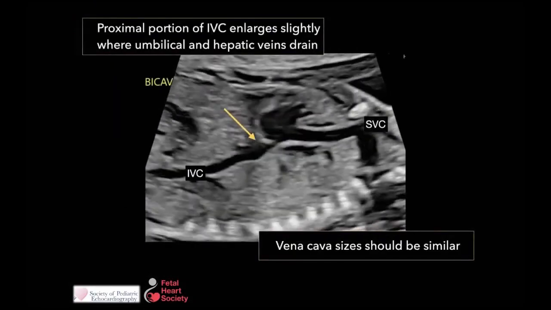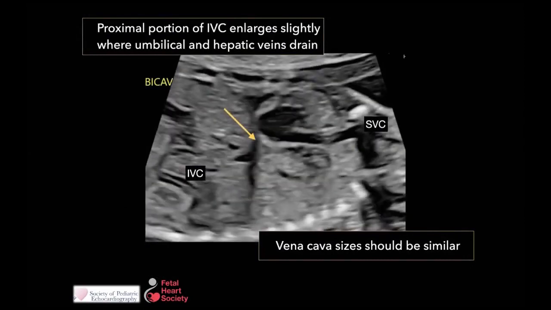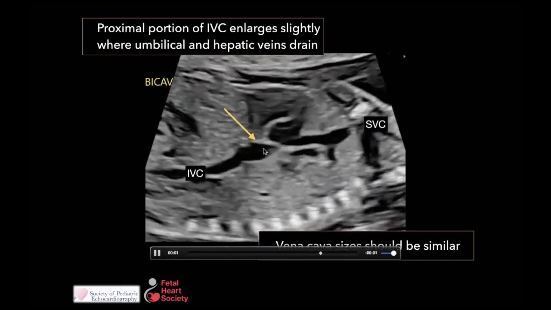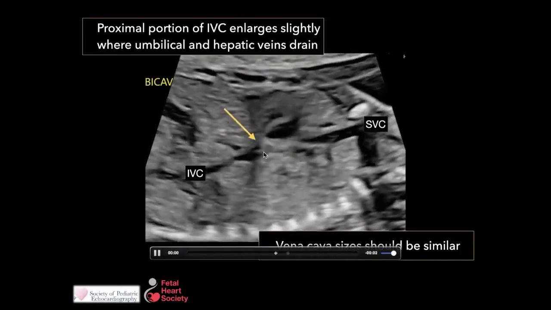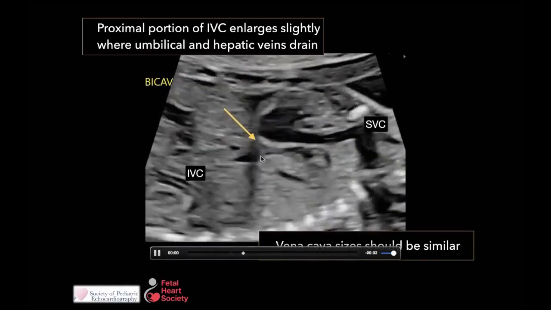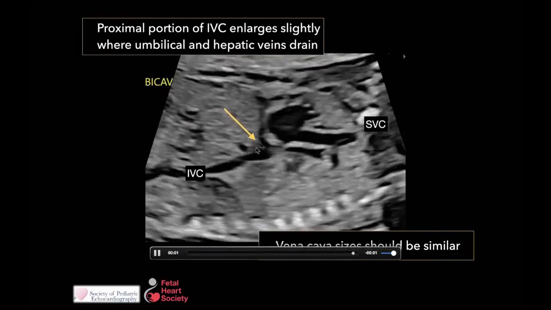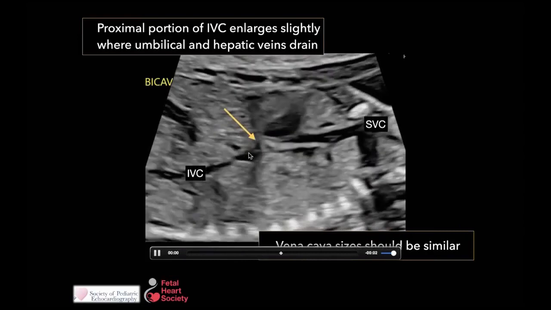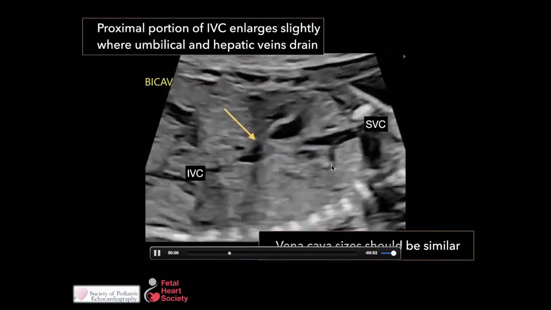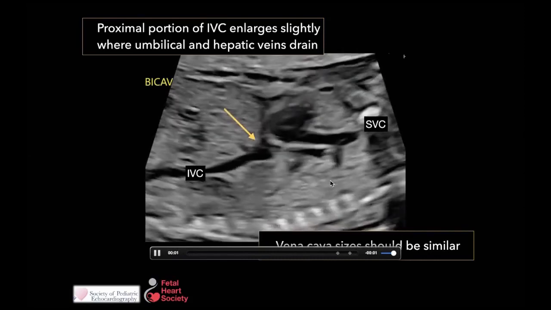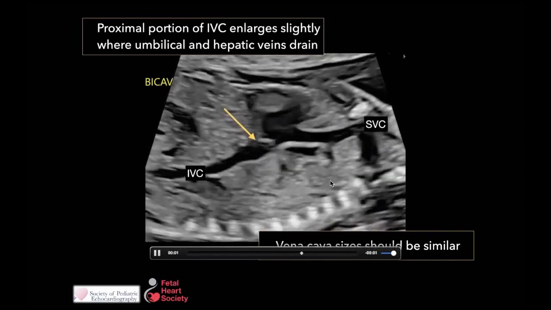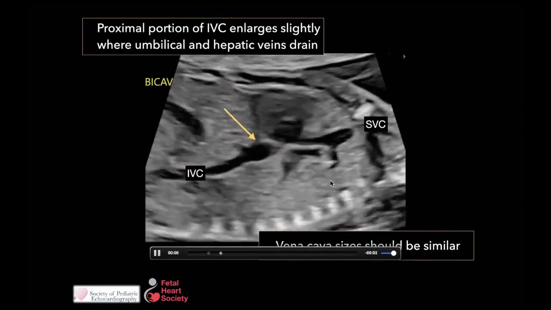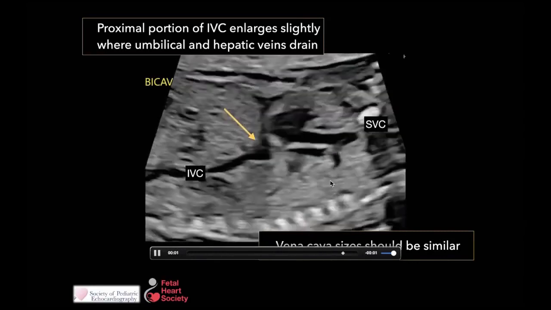When assessing the bicaval view, you want to make sure that the vena cava sizes are similar. Sometimes you'll notice a slightly dilated area, which is the proximal portion within the IVC, where the umbilical and hepatic veins drain. So this may be slightly enlarged, but this is mainly because of these vessels inserting through that area. But you want to look at the vessels throughout, making sure that they're similar in caliber. If you notice one that tends to be slightly enlarged, then these are red flags again, to further assess any specific structures for why there might possibly be some type of overload.